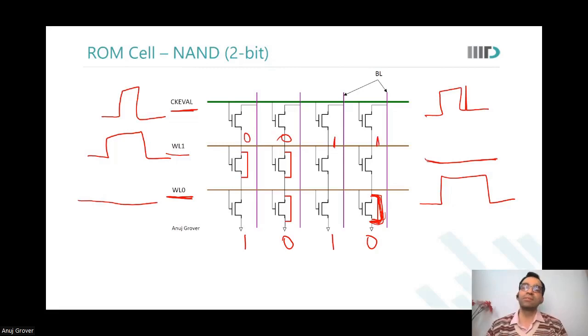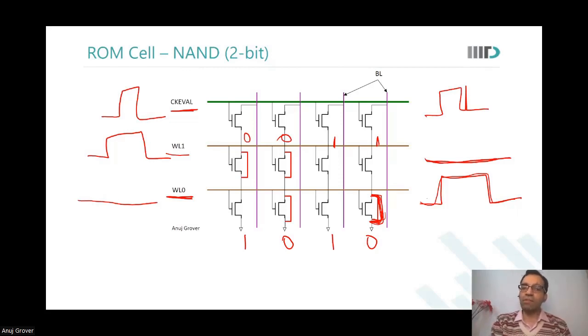Are you able to see this? Can you repeat this part again? So when I wanted to read word line 1, I will keep word line 1 at 0. Yes, sir. Word line 0 goes high, and clock goes high. What do I read?